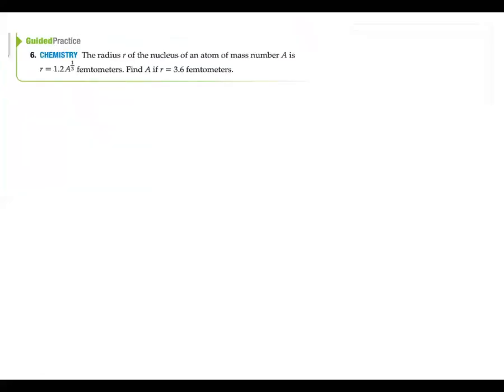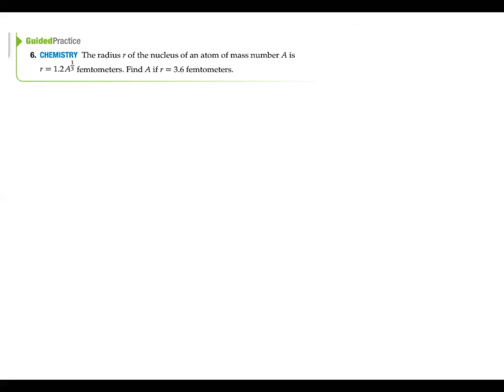All right? Cool. All right, here's one for you to try. Go ahead and pause the video. All right, we're back. So the radius of the nucleus of an atom of mass number A is R equals 1.2 A to the 1/3 femtometers. Find A if R equals 3.6 femtometers.